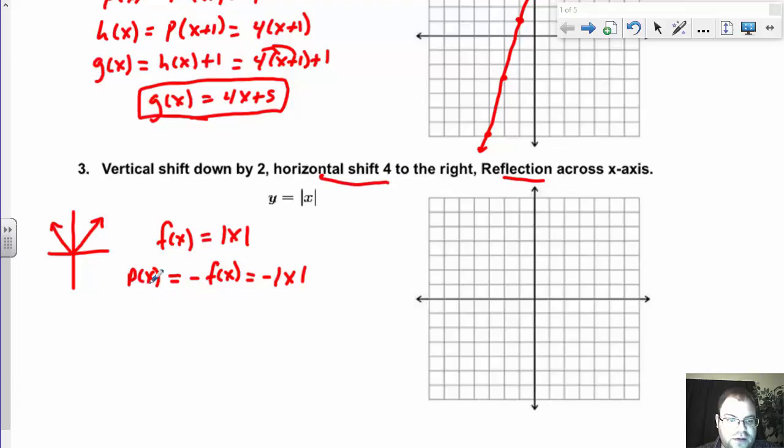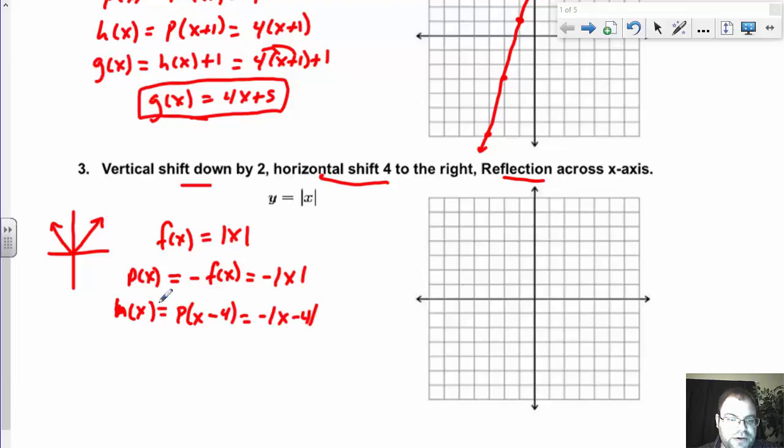Let's apply the horizontal shift 4 to the right. So I'm going to say g of x, or h of x I should call it, h of x will equal p of x, but since it's shifting 4 to the right, it's p of x minus 4. And since p of x is this function, that's the same thing as the negative absolute value of x minus 4.